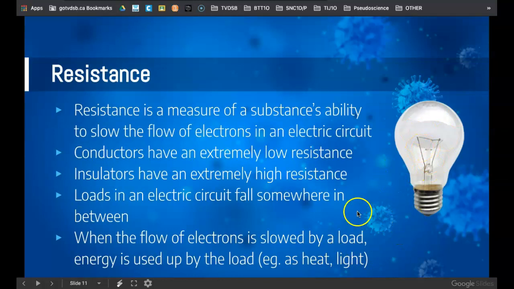Right? But that heat and light came from the energy in the electrons. So the battery, or if you have it plugged into the wall, the power plant, have given electrons energy. That energy flows through the wire, and when it reaches the load, that energy is consumed by the load.